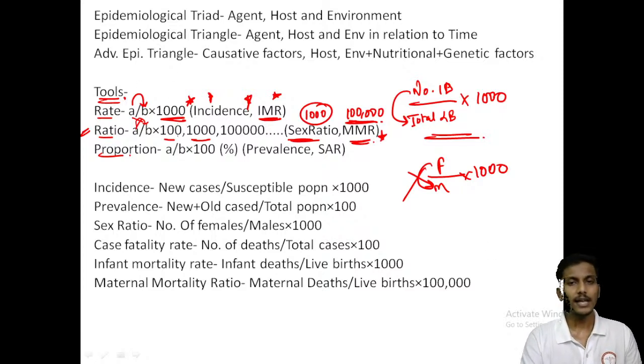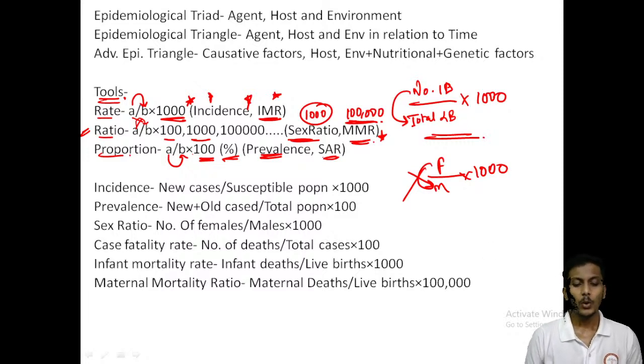So what is proportion? A upon B into 100. Again here A is part of B, that is, the numerator is part of the denominator, and the multiplier is always 100. Proportion is expressed as percentage. P for proportion, P for percentage, remember it like this. Examples of proportion are prevalence and secondary attack rate. Both are examples of proportion expressed in percentage.